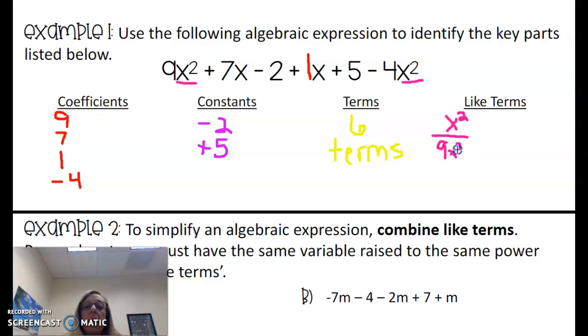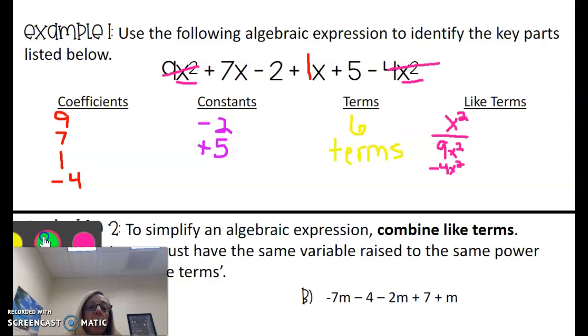Sorry about my slow writing. And I also have a negative 4x squared because those have a negative sign in front of them, and I have to carry the negative with it. I have now written this one, and I have now written this one. So now we're going to go ahead.